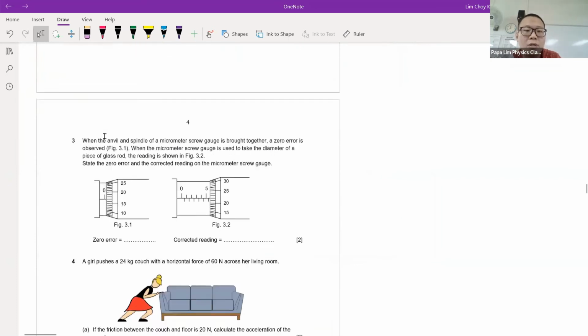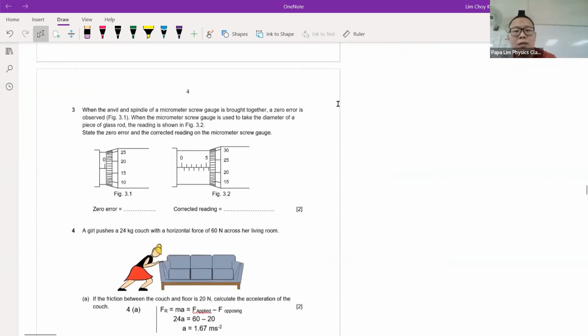Likewise for question 3, micrometer screw gauge, where we look at zero error. I will not dwell too much on this because it is a very straightforward classic recall question, whereby students are supposed to know what zero errors are, how to read them, and do the correction for the readings. But the common trick we like to use on students is the use of the word diameter.